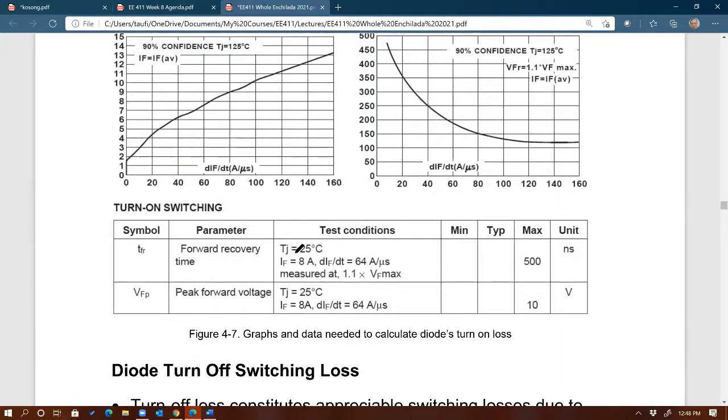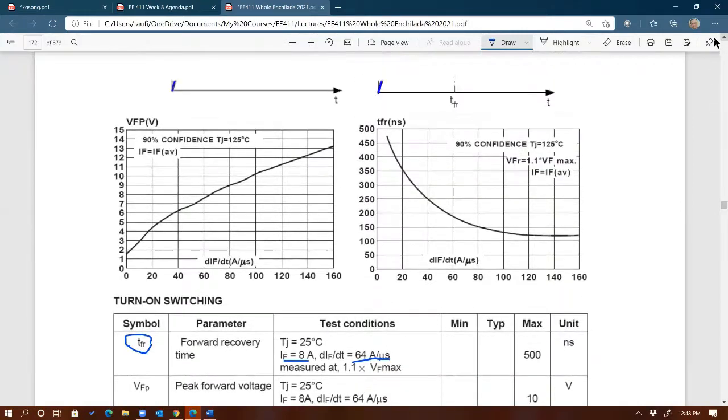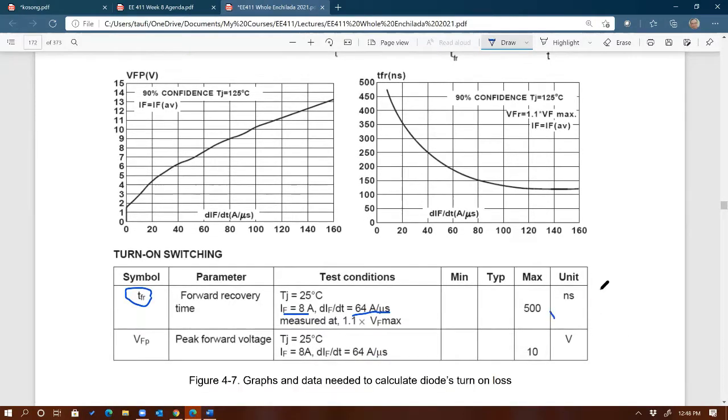But keep in mind that this is only true for certain conditions. You can see that, for example, this TFR that's given in the datasheet is equal to 500 nanoseconds, but that's only true under this condition right here: IF is 8 amps, di/dt 64 amps per microsecond. So that's only true for that. But if you feel like, okay, I'm just going to do a rough approximation, you go ahead and use this value for TFR.